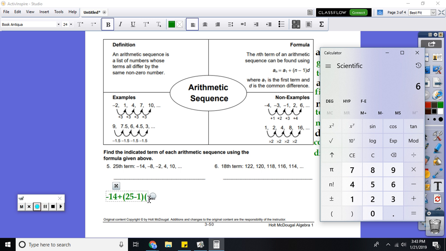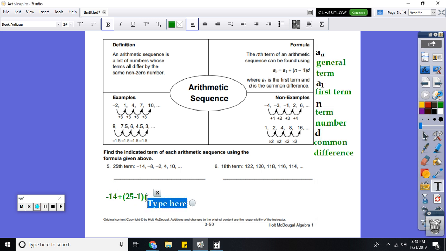So that is the number that I would plug in for the D in the formula. Now, the reason we can just jump to finding that common difference, just taking that second term and subtracting the first, is because they told us in the directions it was arithmetic. I don't have to check to see if it is because they told me it was.